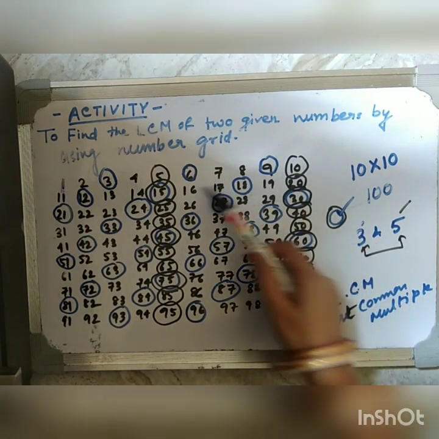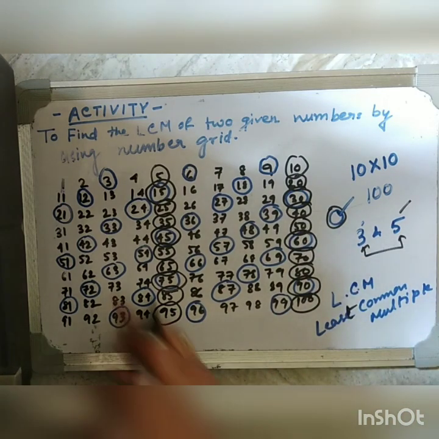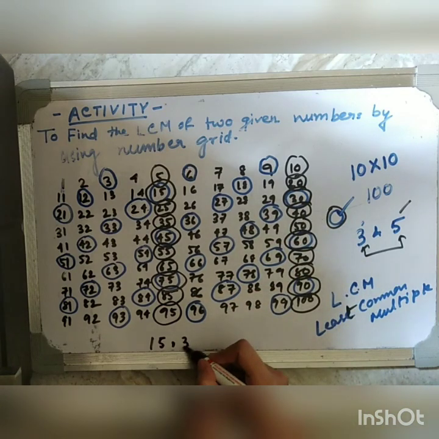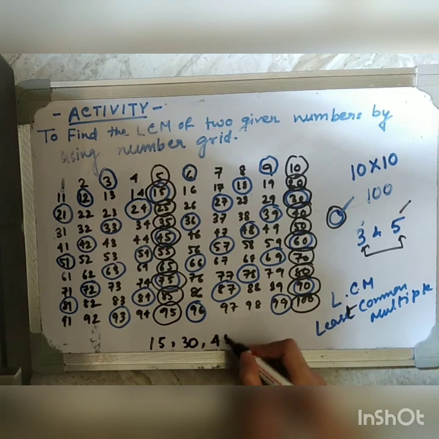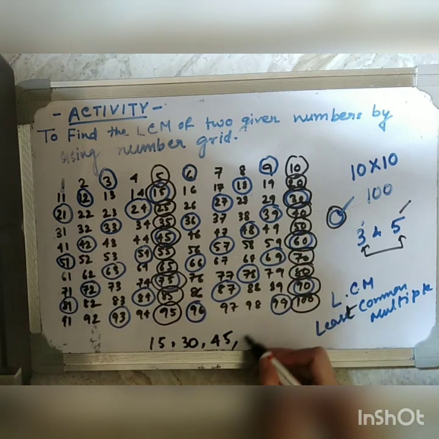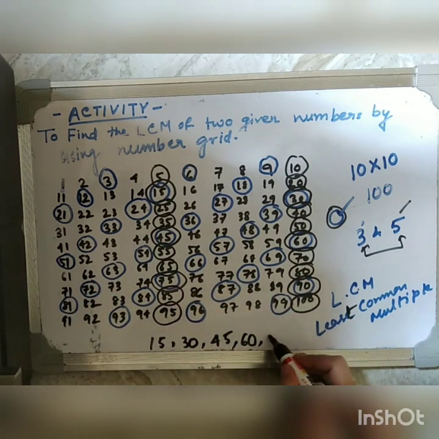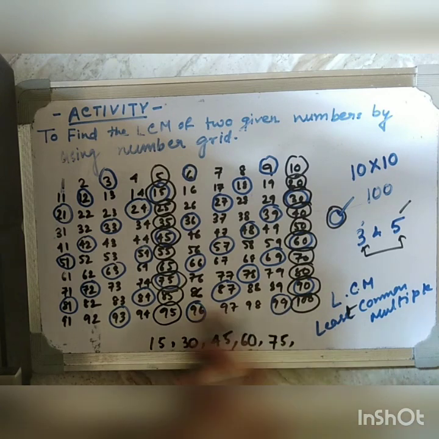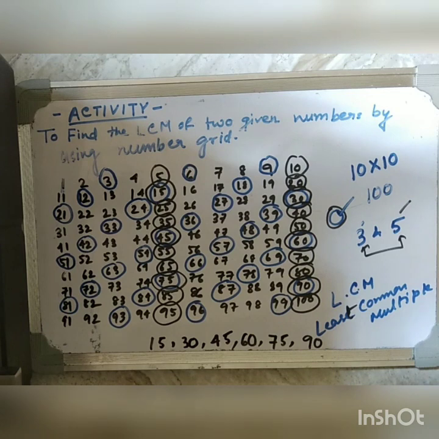The first we can see for 15. Then we can see for 30. After that 45, after that 60, then 75, after that 90. After that we can see nothing. Now these are all the common multiples of 3 and 5 both.